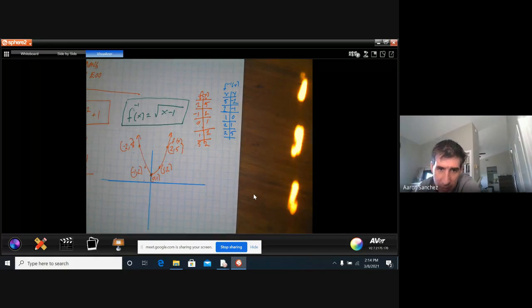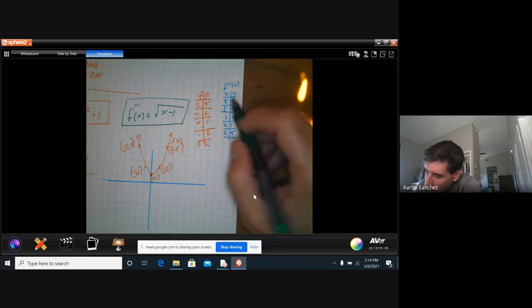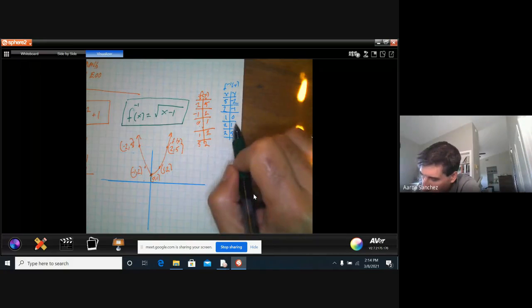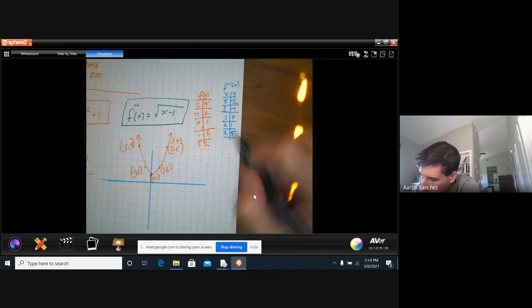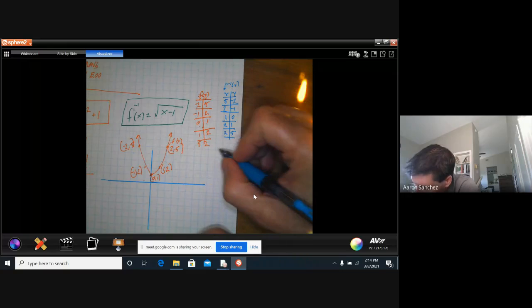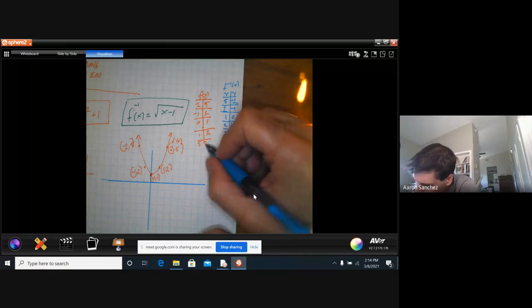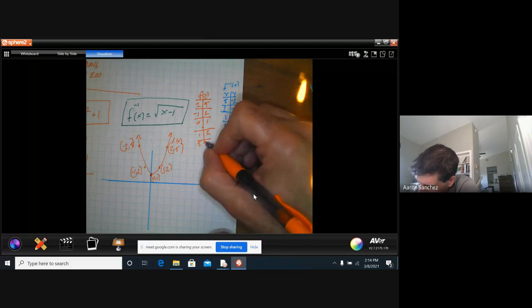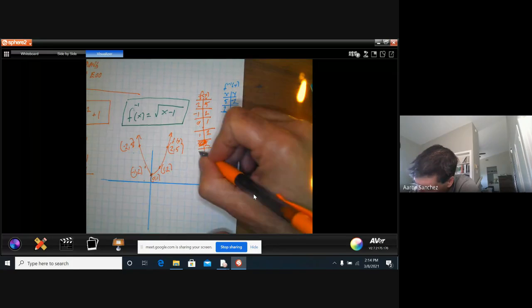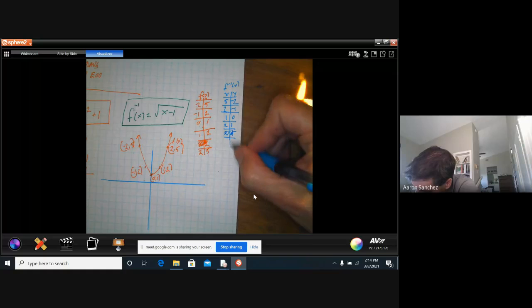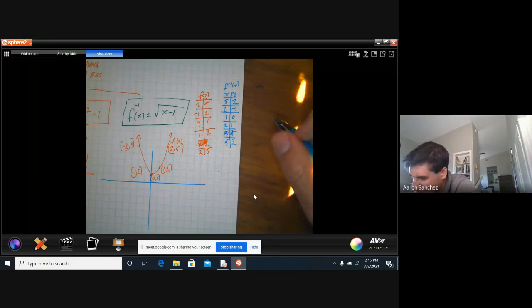So let's graph that and see what it looks like. By the way, if I plug in 5 here, 5 minus 1 is 4, square root of 4 is 2, and oops, I screwed up here. This last point is supposed to be 5, 2. Sorry. Okay, so that's better.